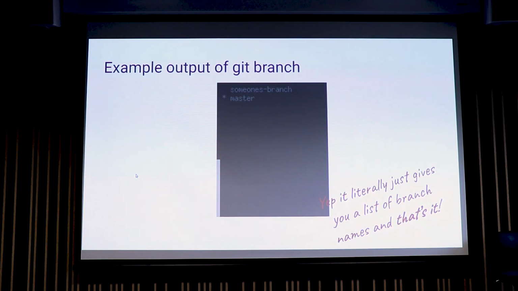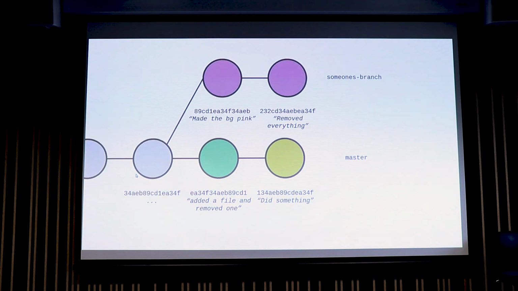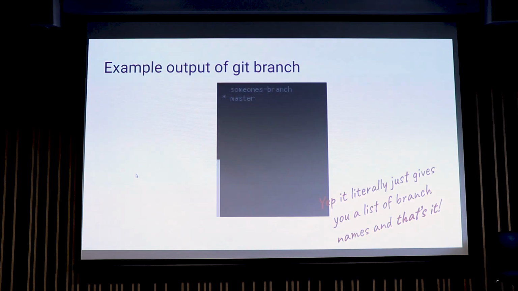So if we ran Git branch here with this kind of setup, where we've got master and someone's branch, and we're currently on master, Git branch will just output a list of all the branches, and that's it. I haven't gone into making branches on the command line because it's usually easier to make them on the website. But I can go through that at the end if people are interested. So yeah, Git branch really just lists all of the branches that are in your repository. Does anyone have any questions about branches? Okay.